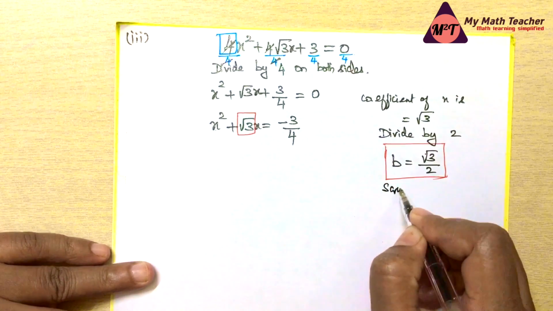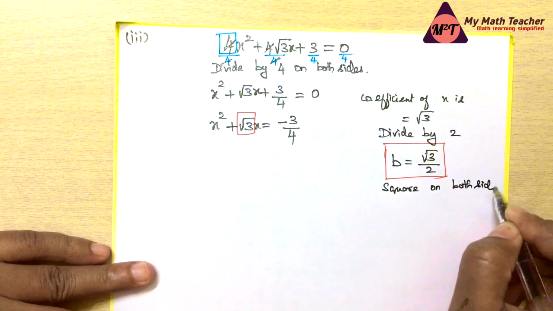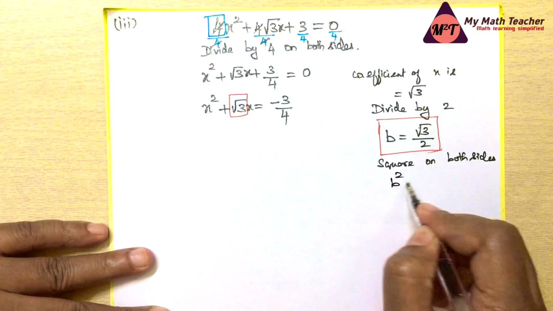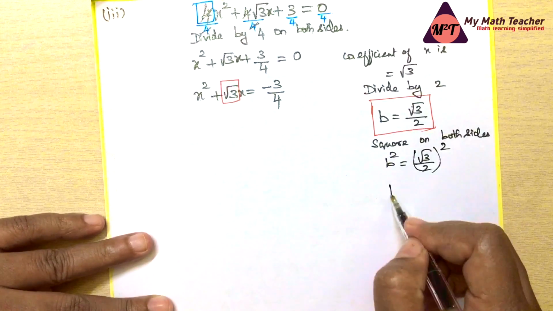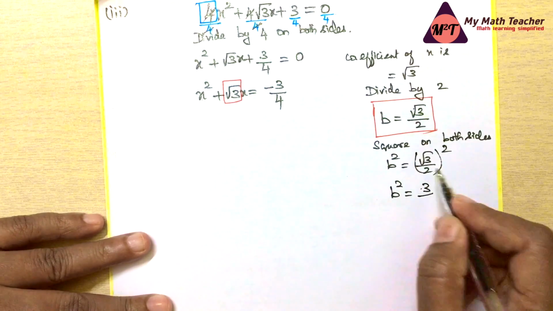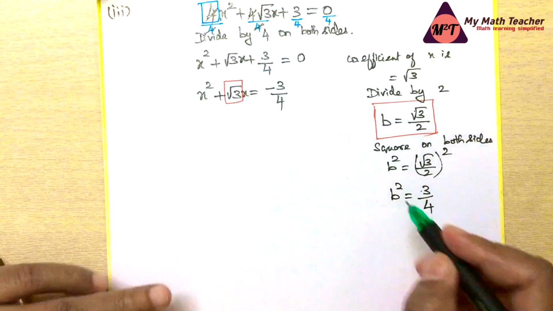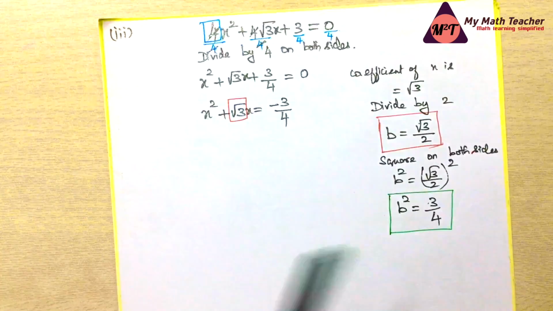Okay, now the next one is we have to square this b. Square on both sides, which is b square is equal to root 3 by 2 the whole square. So b square is equal to root 3 into root 3 is 3, 2 square is 4.